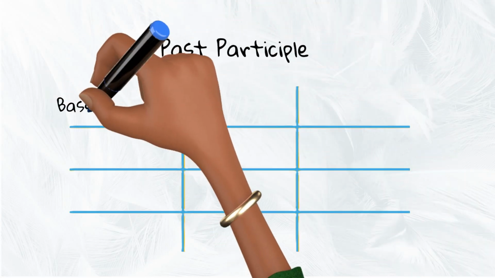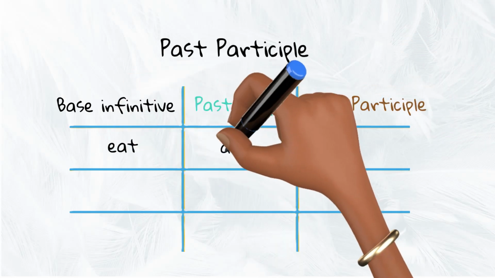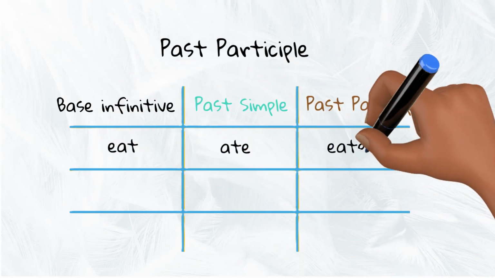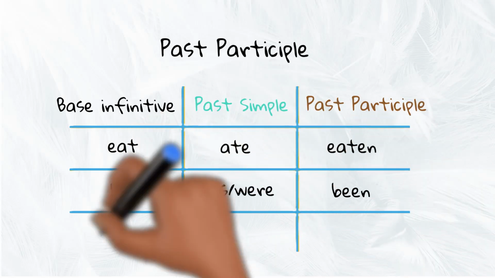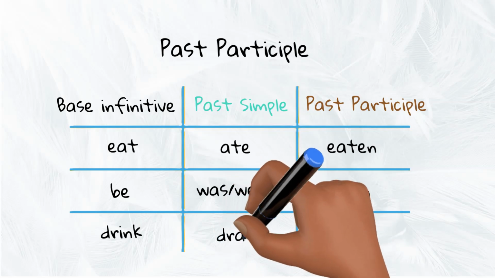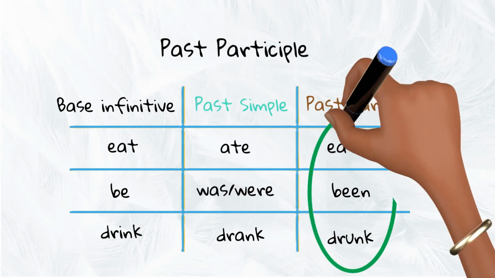As a little reminder for the past participle, let's look at the verbs like, for example, eat, be, and drink in the base infinitive. Remember, the past simple would be ate, was, were, and drank. And as for the past participle, eaten, been, and drunk. That's the one we're going to be needing today.